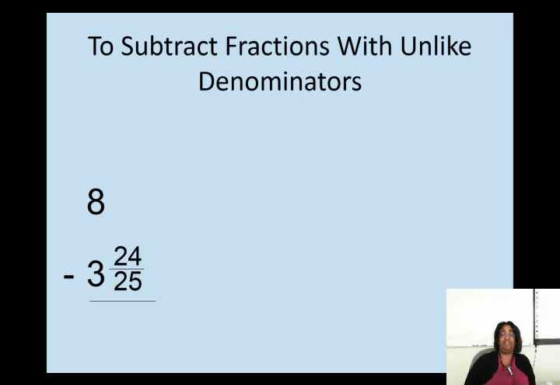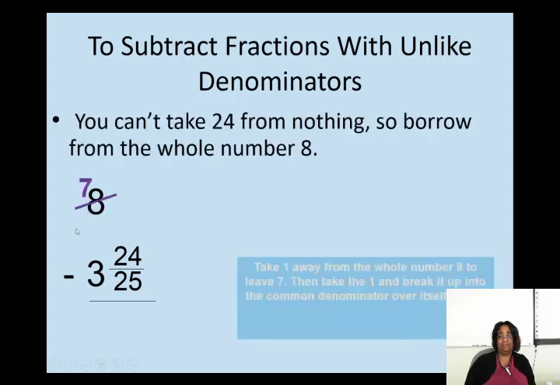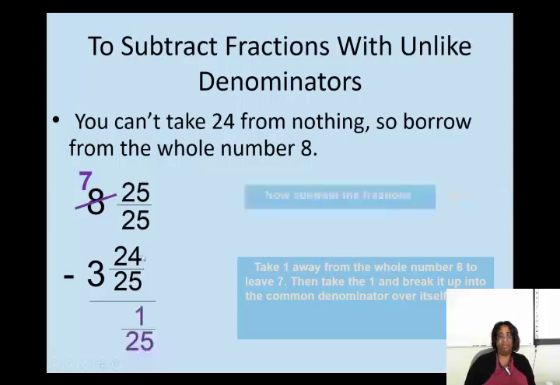I have to borrow because there's no fraction for me to take the 24/25 from. So how do I borrow? Go to the 8. It becomes a 7. But what's the 1 going to be when I break it up? 25 over 25. When I subtract, I get 1 over 25. 7 minus 3 is 4. So even if you have a mixed number for your second term, you still have to borrow here because you didn't have a fraction.